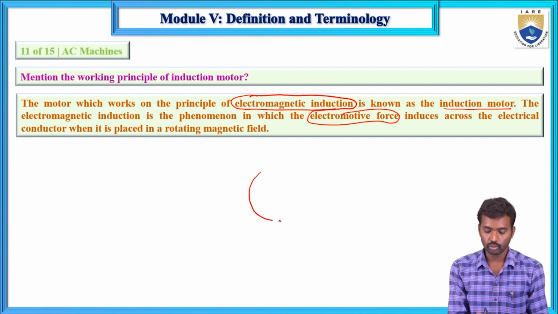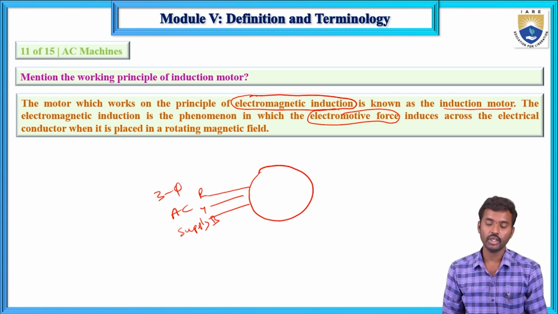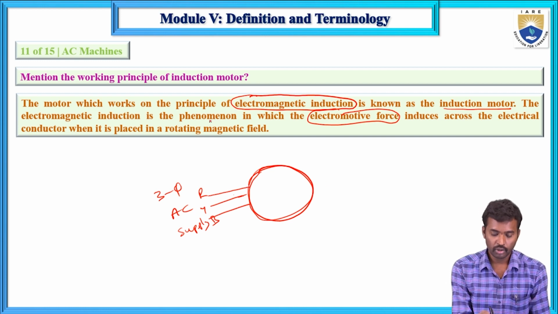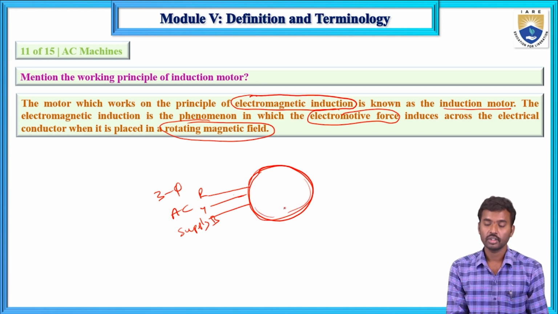Now, this is the induction motor. If you give a three-phase AC supply, that is RYB, to the stator of the induction motor, a rotating magnetic field, that means a revolving magnetic field, will be developed in the stator. Now there is a rotor. The rotor conductors are already short-circuited.